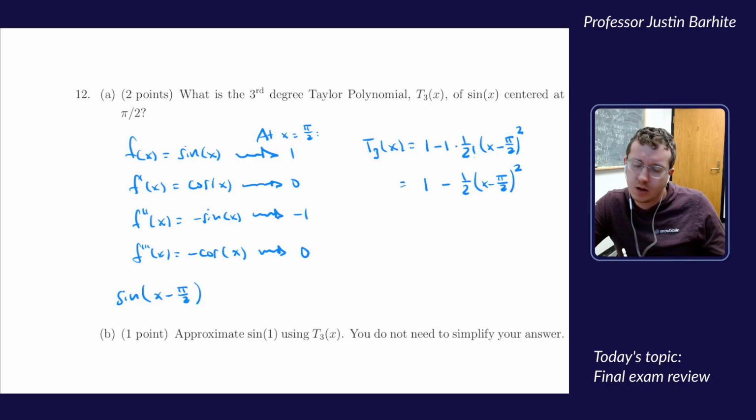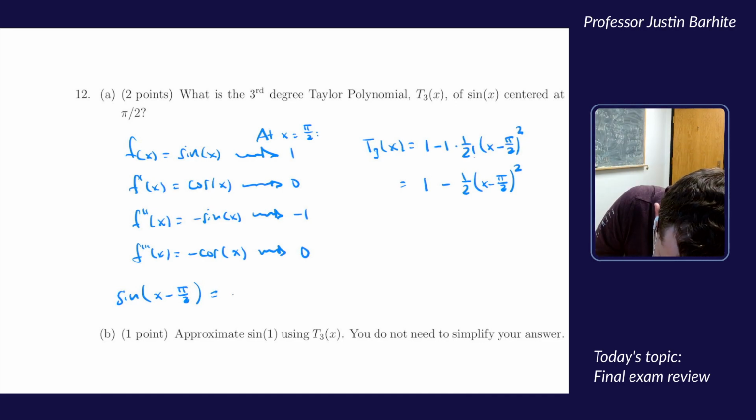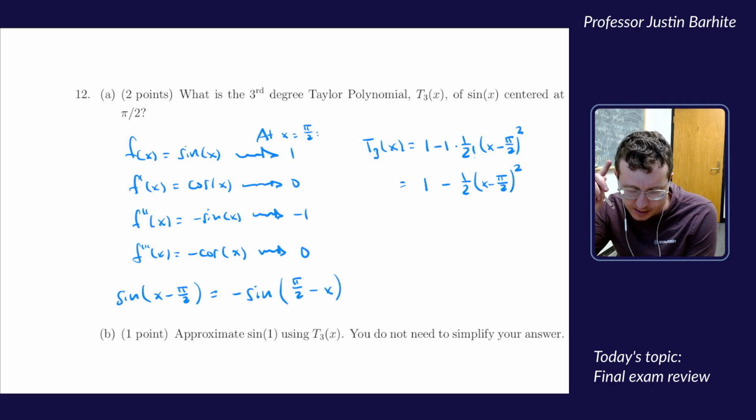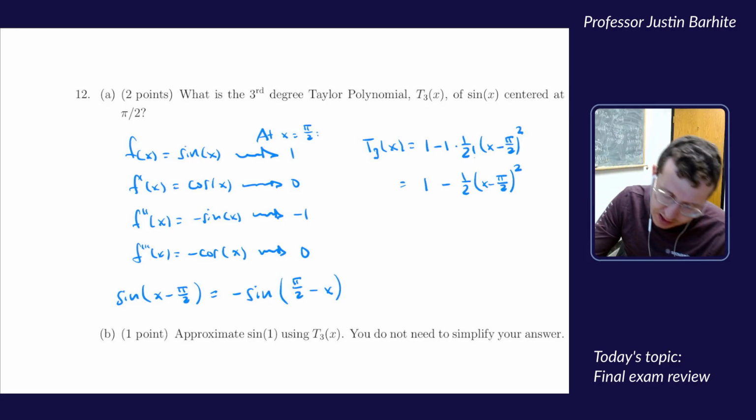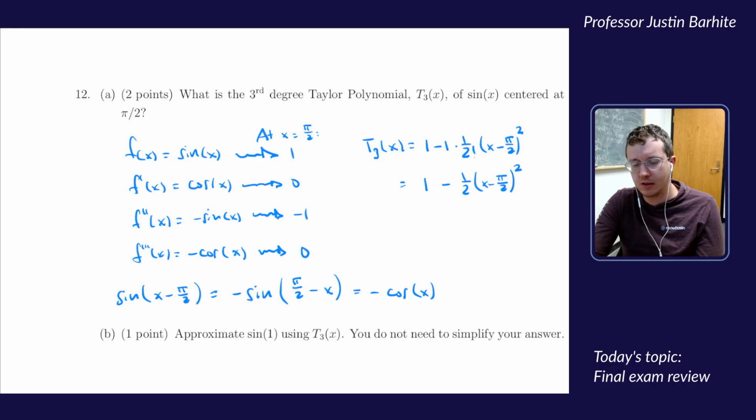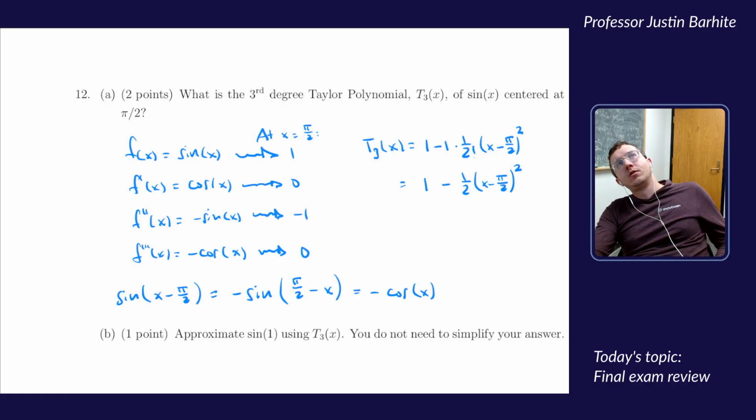I'm going to pull a minus sign outside of the sine. I can do that with sine, not with cosine, but with sine. I can pull a negative sign out. That leaves behind sine of pi over 2 minus x, but that is just cosine of x. I think I'm overcomplicating this. Am I?